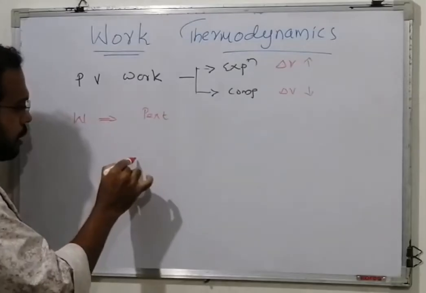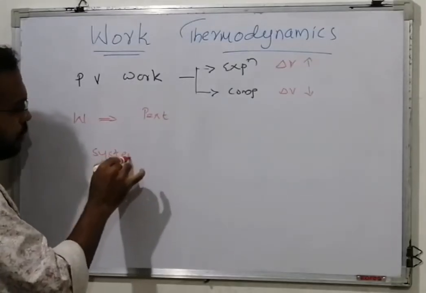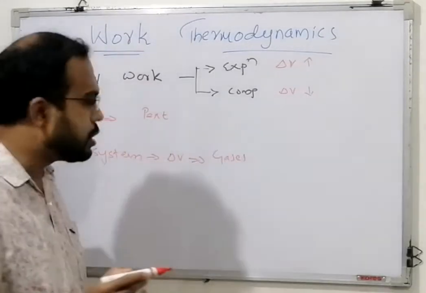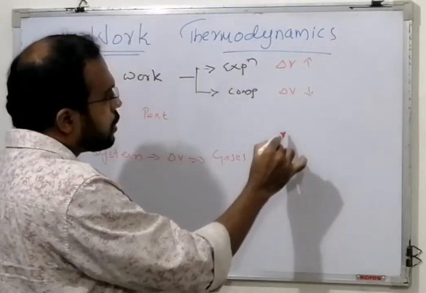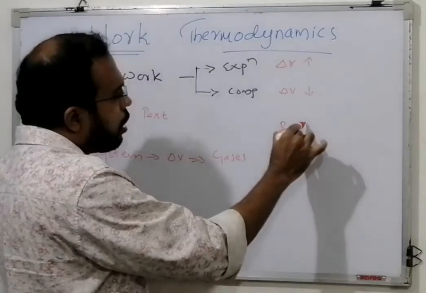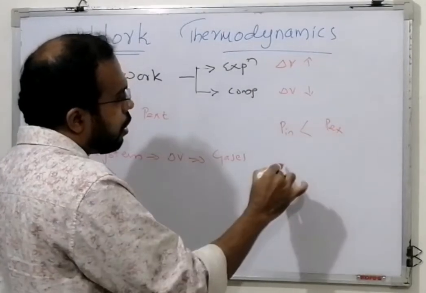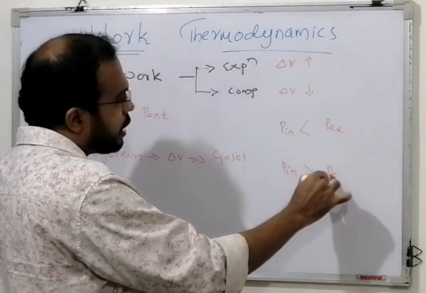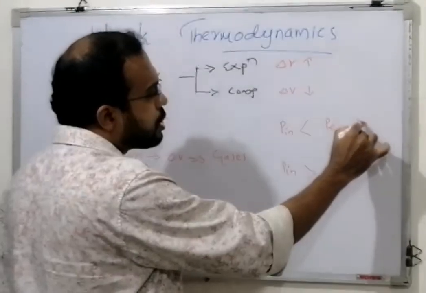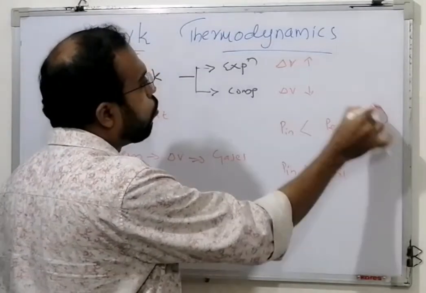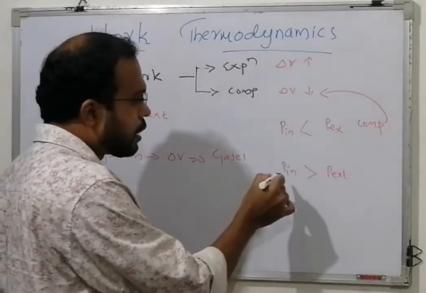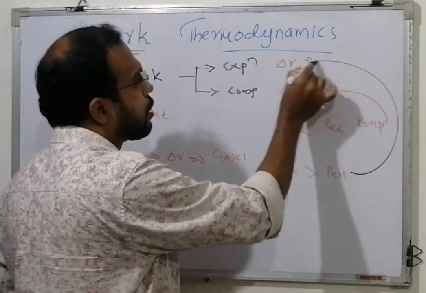Therefore, your system is a system which is able to change the volume, that is probably a gaseous system. You have an internal pressure, and there are two conditions: internal pressure is less than external pressure, or internal pressure is greater than external pressure. If internal pressure is less than external, there will be compression, and you will have a volume decrease. If the internal pressure is greater, there will be an expansion.